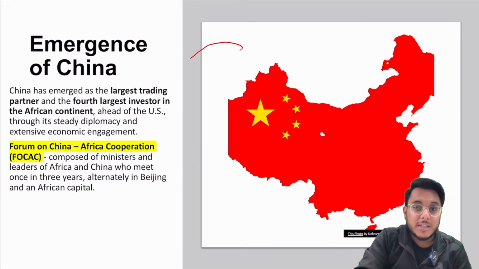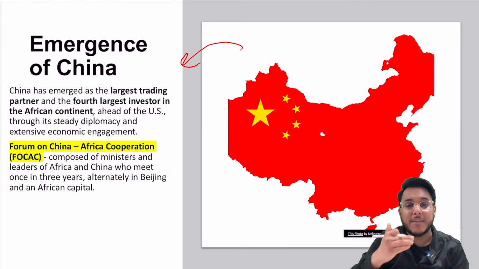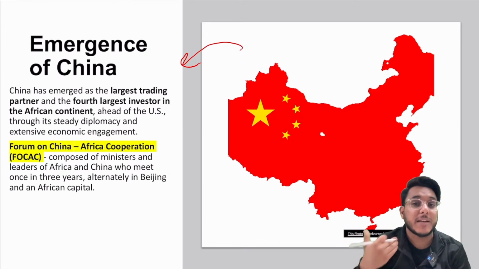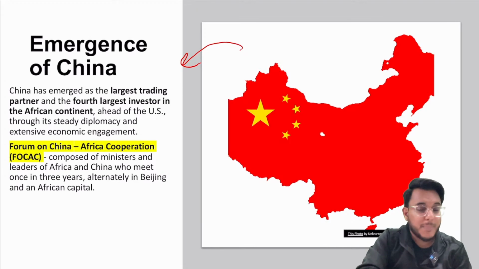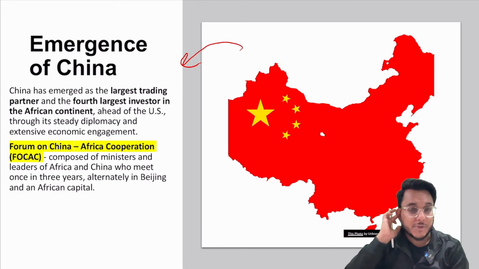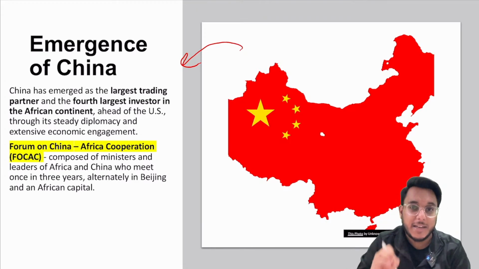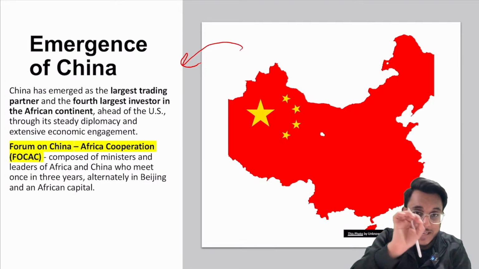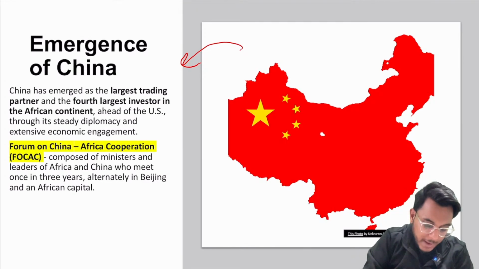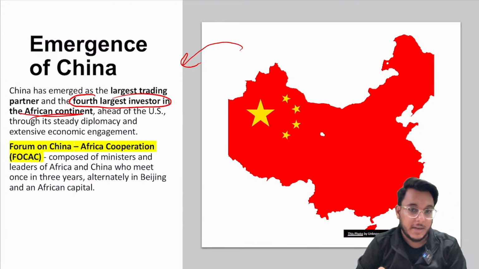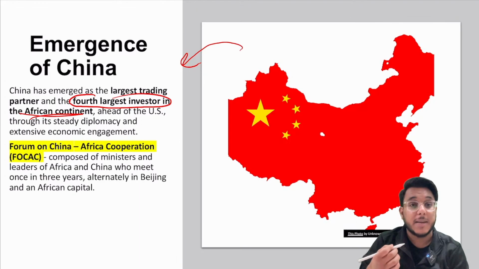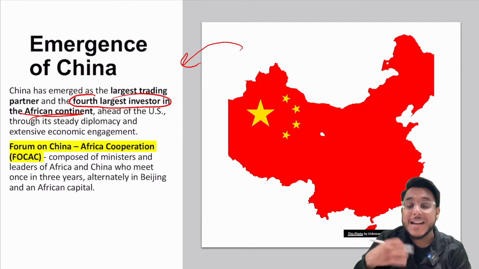Apart from the US, China is also actively moving to cultivate deep relations with Africa. Now what has happened? First of all, economic and trade relations between China and Africa are increasing, and this can be seen in the fact that China today has become the fourth largest investor in the African continent. Okay, China is cultivating diplomatic relations through the Belt and Road Initiative. China is trying to connect with Africa.